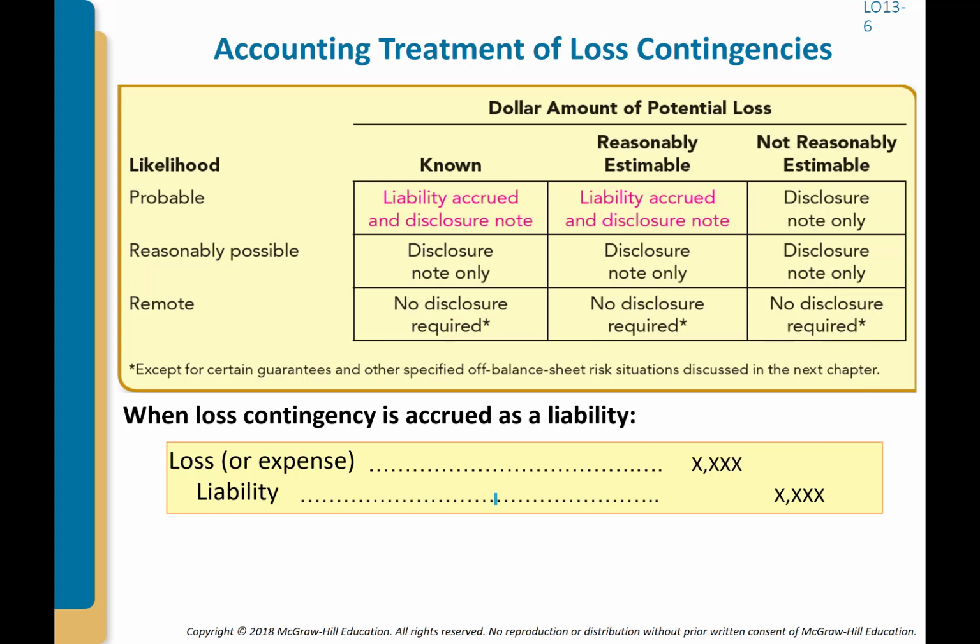Okay? If it's remote, you don't have to do anything. If it's reasonably possible, you disclose. If it's probable and estimable, you need to accrue and disclose, right? And then if it's not estimable, you have to disclose. All right? Okay, good. Then you come over. Yes, sir.